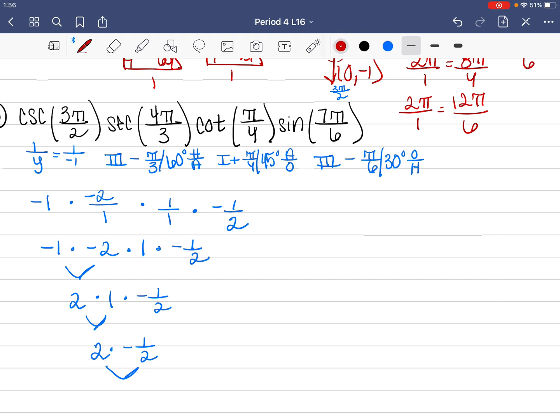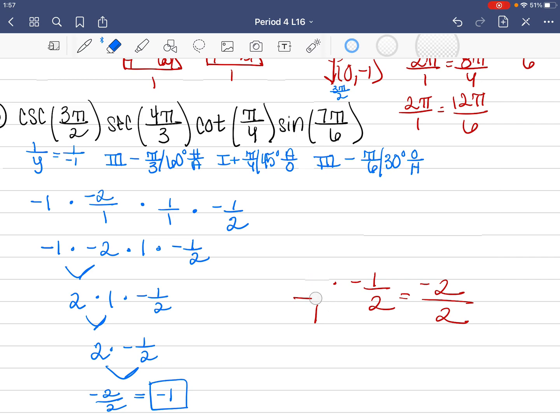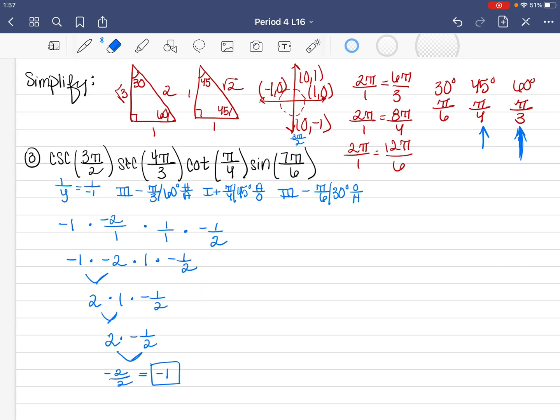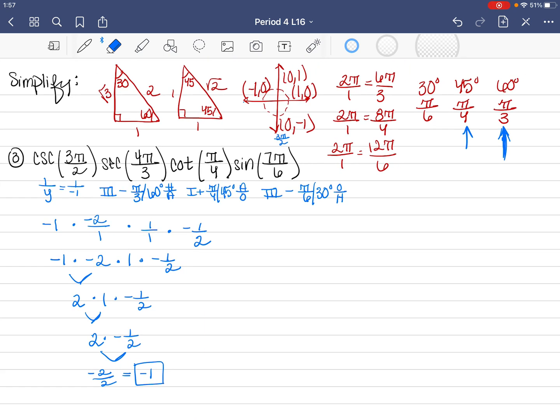Sometimes people get confused, right? 2 times negative 1/2. This is like 2 over 1. So when I multiply straight across, I get negative 2 over 2. And that's going to be negative 1. So, a lot of work here for what seems to be a simple answer, but it's not simple at all. A lot of work. Look at all of the work we're doing with finding the exact value, right? Finding the exact value.